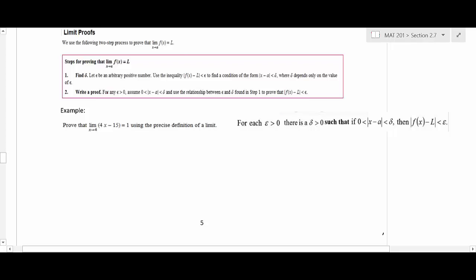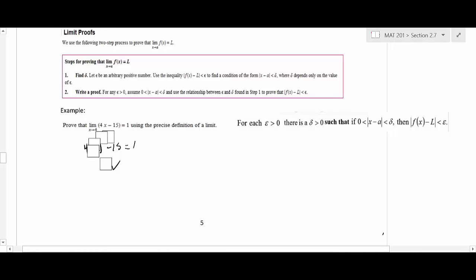So I'm going to outline the scratch work first of all. We're going to try to prove this limit is correct. And by the way, it's not sufficient to just say, well, let's plug in 4 and go 4 times 4 minus 15 equals 1. Proved. Okay, that doesn't prove anything. That proves you know your arithmetic, and that's it.